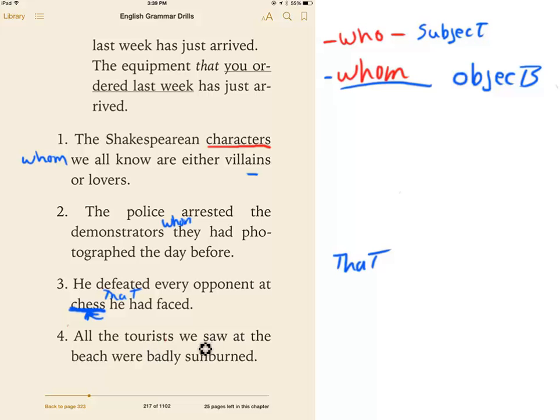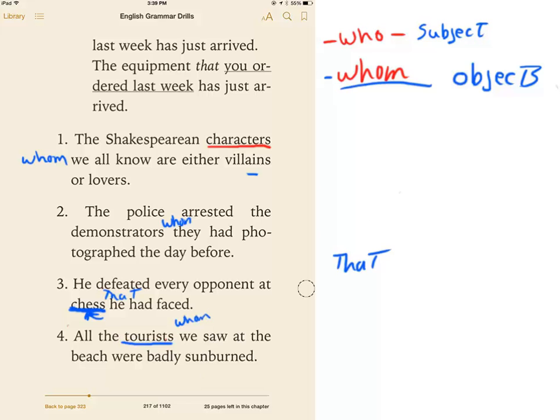All the tourists we saw at the beach were badly sunburned. All the tourists are people. We saw whom we saw at the beach were badly sunburned. So whom, because the tourists are not seeing anything. Whom we saw at the beach were badly sunburned.